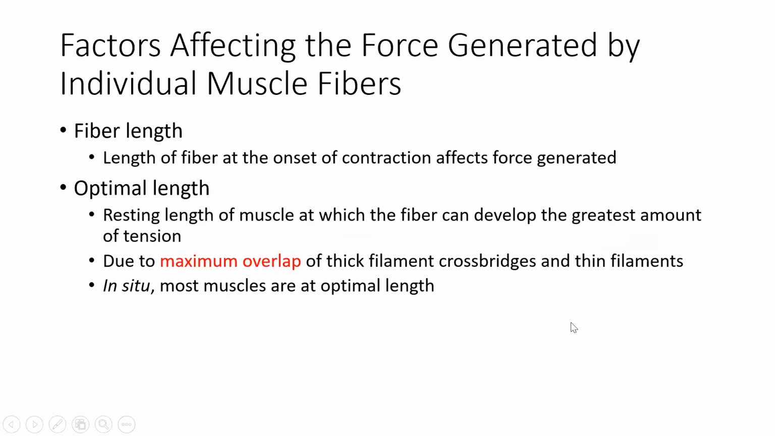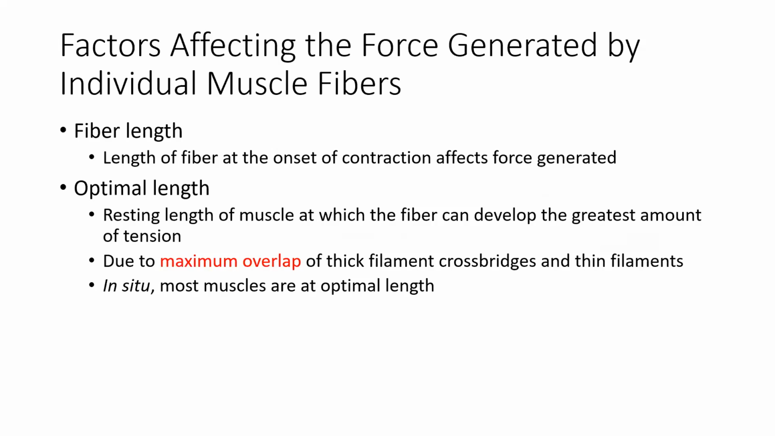We also want to think about the fiber length. So that's essentially how stretched or contracted the muscle is. The length of the muscle fiber at the onset of the contraction really dictates how much force can be generated, because it dictates how much actin and myosin interaction can occur. And so muscles are typically at their resting length, which is an optimal length for them to be at to generate the maximum amount of force that can be generated for that specific muscle. And this is because of the amount of overlap, again, between thin and thick filaments.